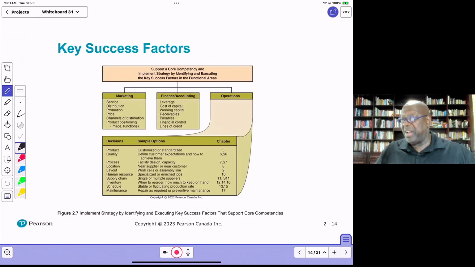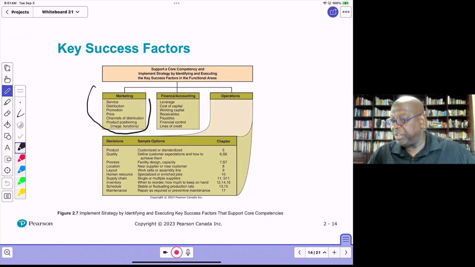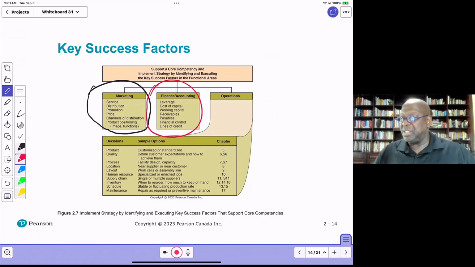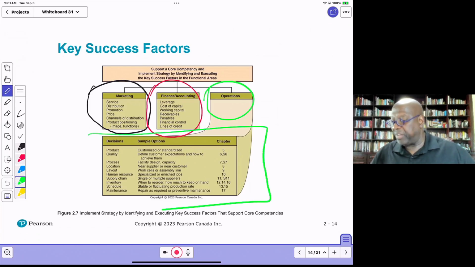So the key success factors are essentially the types of capabilities that you need to have internally. And when it comes to having a corporate strategy, it needs to be supported by your marketing function. So marketing will have to have its key success factors. It needs to be supported by finance. So it has to have its key success factors, and it needs to be supported by operations, where it has its key success factors down here.